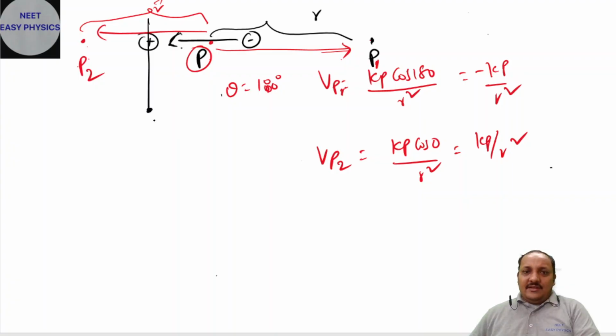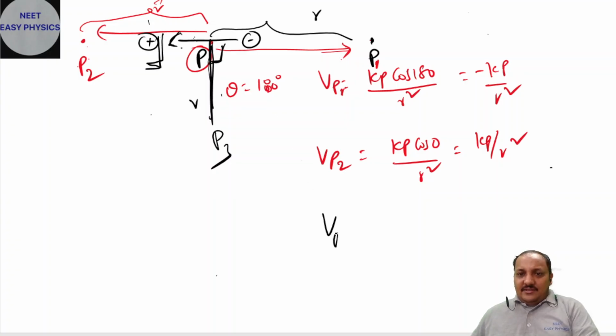Now if you are taking a point exactly on the equatorial line here, P3. Now what is the angle here? 90 degrees between r and P. Sorry, here. This is the dipole. P3, not here. Okay, now this is r. What is the angle now? 90. 90 means Kp cos 90 by r square. What is cos 90? 0.